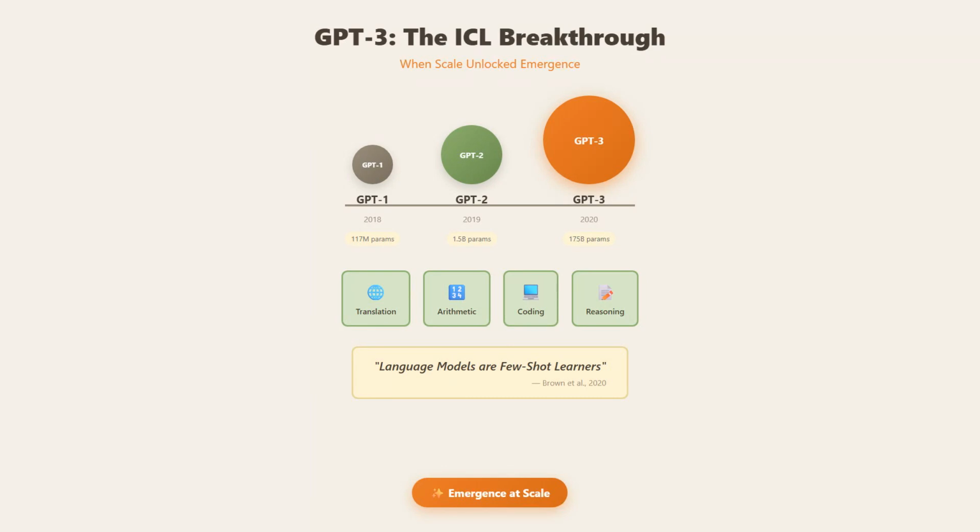The paper that announced this was titled "Language Models Are Few-Shot Learners," and that title captured the essence of the discovery. These models don't need thousands of training examples. They can learn from just a few demonstrations. This was the breakthrough that unlocked in-context learning as we know it today.